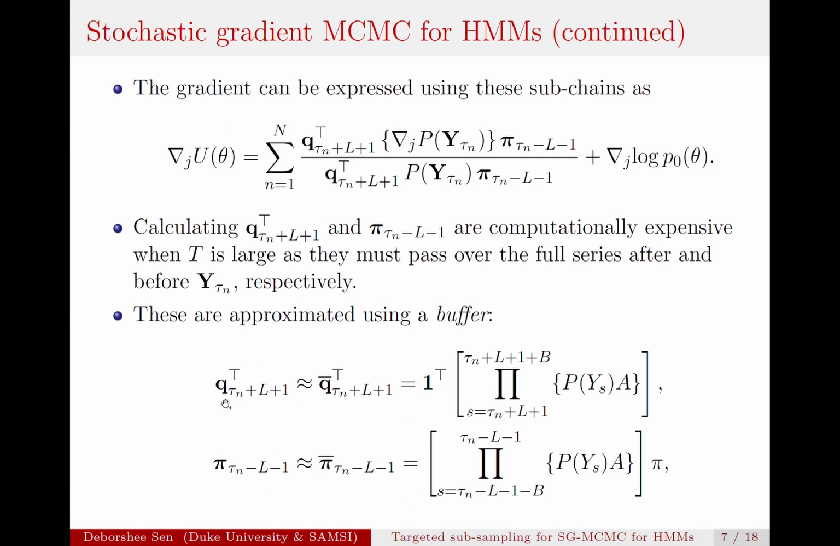Of course, q bar and pi bar are no longer unbiased estimates of q and pi. However, there has been research showing how accurate these estimates are as the buffer increases. People have shown that if b is large and the latent Markov chain is mixing fast enough, then practically you don't need a very long buffer, and theoretically the error decreases exponentially fast as you increase the length of the buffer. So these results have been shown.